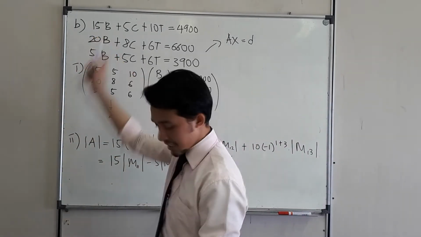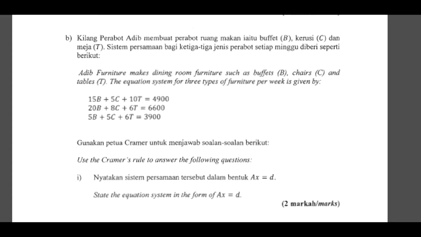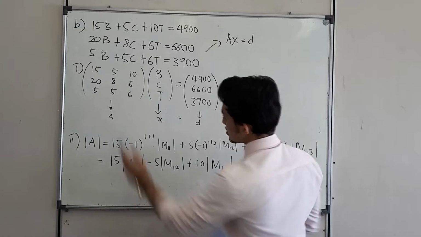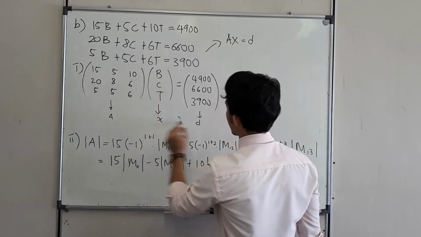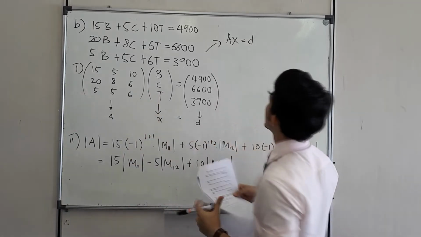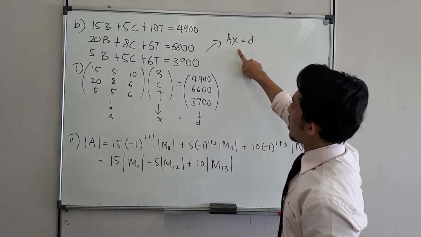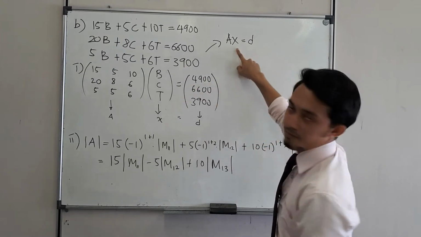It's question B, where question B wants us to use Cramer's rule to answer the following questions. The first question asks B1 Roman 1: state the equation system in the form of AX equal to D. This is A, this is X, and this is the D. So we already changed it into this form, right?